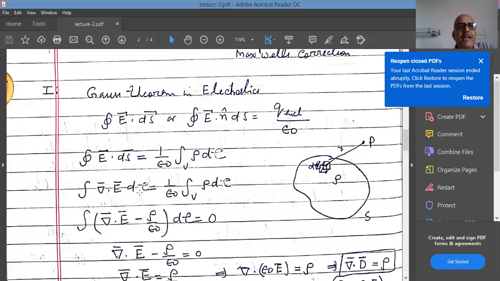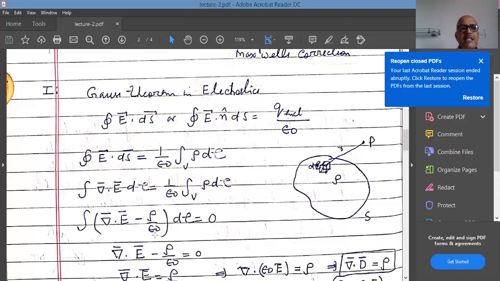So the integral of divergence of E into d tau becomes equal to 1 upon epsilon 0 times the integration over the whole volume of rho into d tau. If you want, you can replace this V also by tau, because in the next lecture we will not be able to use V as the volume, since V is the notation for the potential. So we have a volume integral on both sides. We put them together: the integral of divergence of E minus rho upon epsilon 0 into d tau is equal to 0.